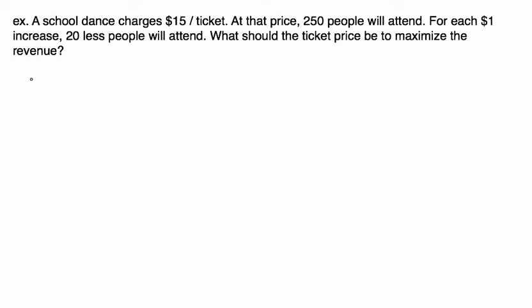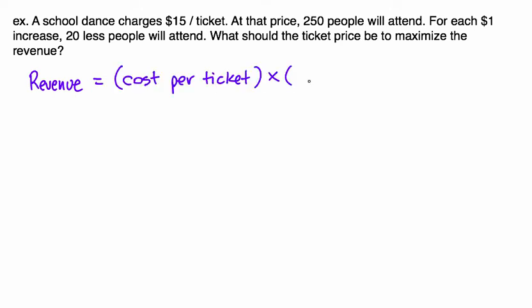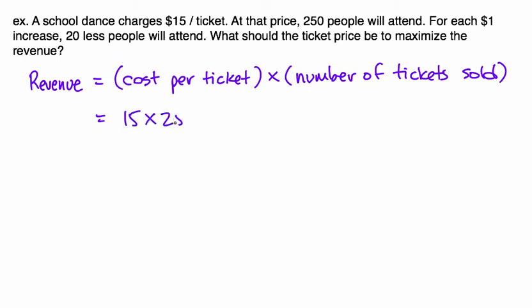First of all, let's define what I mean by revenue. Revenue is how much each ticket costs times the number of tickets that you sell. So right now they're making $15 a ticket and 250 people attend, which is $3,750, but possibly they could be making some more money.